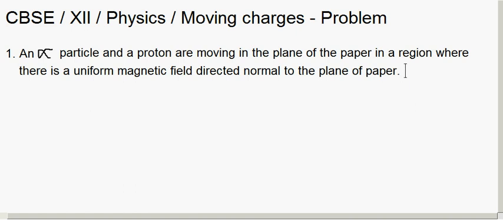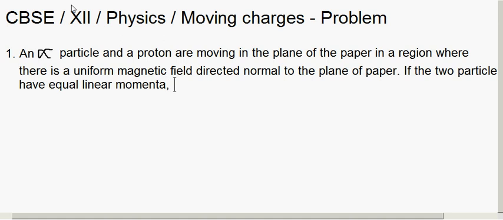If the two particles have equal linear momenta, what will be the ratio of the radii of their trajectories in the field?